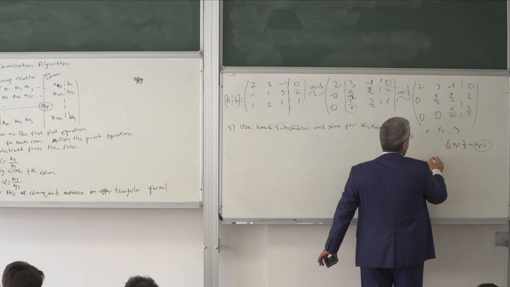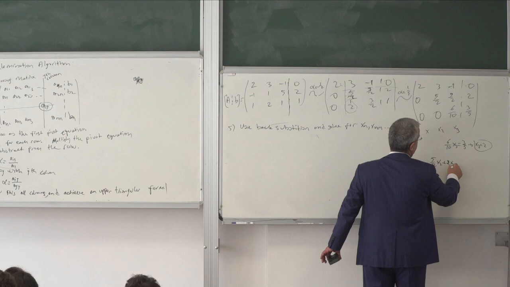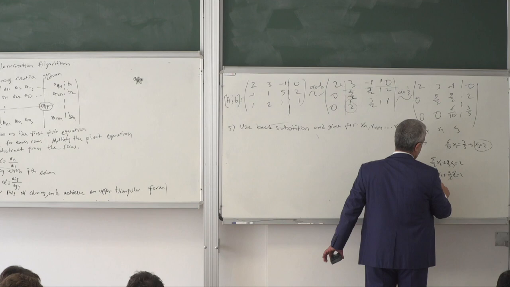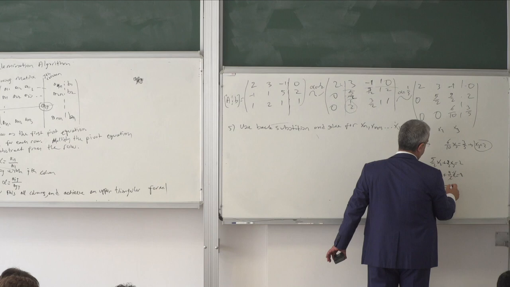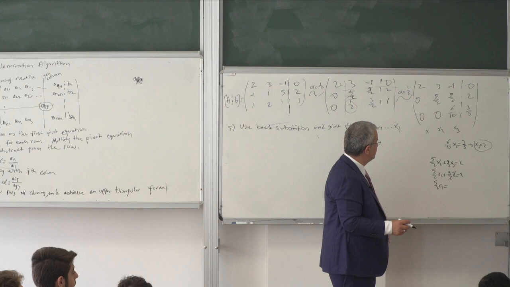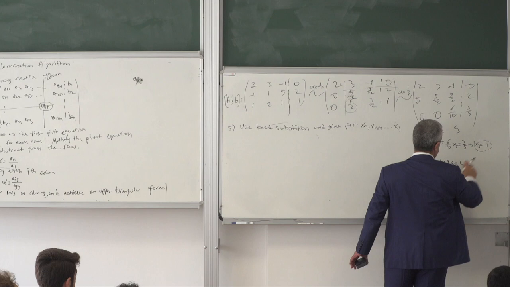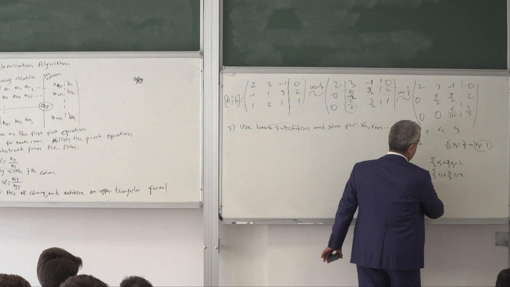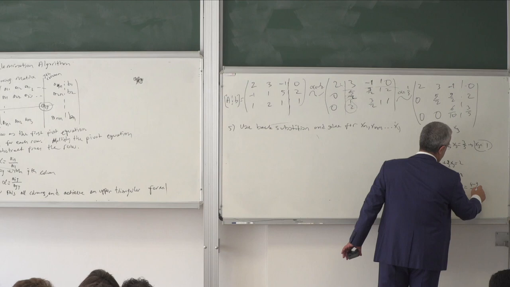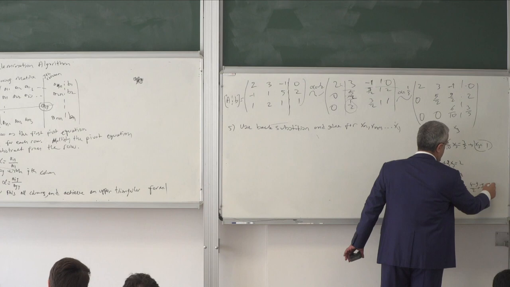Then you substitute it here, 5 over 2 x2 plus 9 over 2 x3 is equal to 2. That means 5 over 2 x2 plus 9 over 2 times 2 is 2. So 5 over 2 x2 is equal to, so I made a mistake. Where did I make it? Excuse me? X3 must be 1. X3? Yes, 1, that's the reason. Yes, I made a mistake. Okay. So 5 over 2 x2 is equal to 2 minus 9 over 2. That means x2 is equal to minus 1.